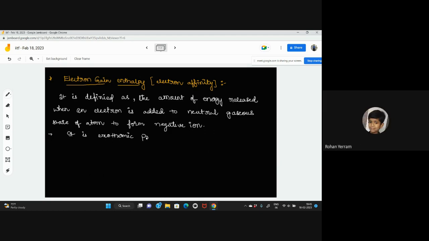Does the atom need to be isolated, sir? Isolated only. Any atom should be isolated, in the ground state, a neutral atom only is required. For example, I'm taking X as an element. When we add an electron to this, it will form X minus, isn't it? In this process, whatever energy is released is the electron gain enthalpy, that is delta Eg. Eg means electron gain enthalpy.